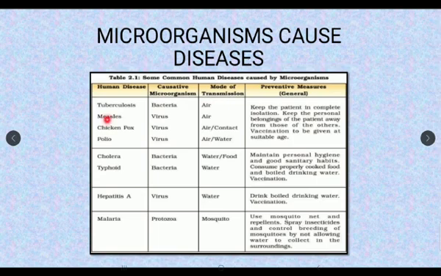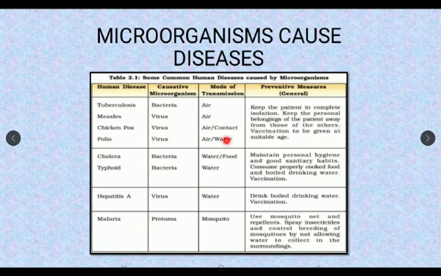Second disease, measles. Causative microorganism is virus. Mode of transmission is air. Next disease, chickenpox. Causative microorganism is virus. Mode of transmission is air or by contact. Polio. Causative microorganism is virus. Mode of transmission is air and water.